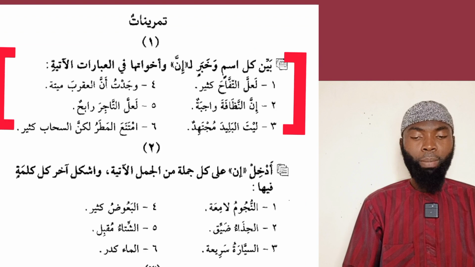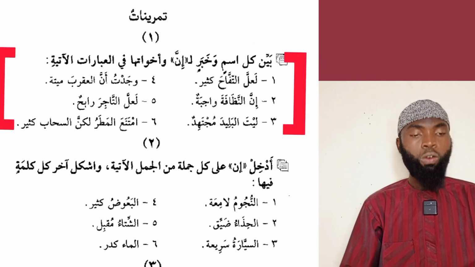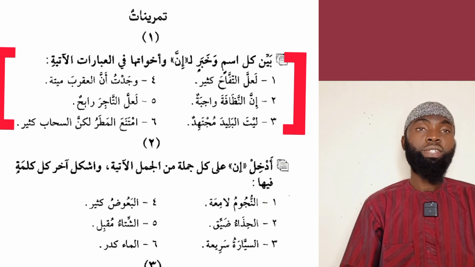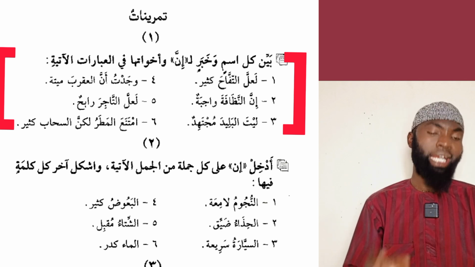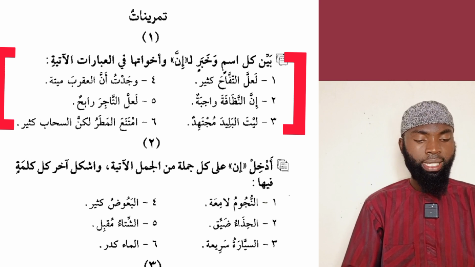Tamrinat, moving on to exercises for better understanding. As we solve together, do make sure you solve it by yourself in order to understand this topic very well. I know you have gained a lot of sentences that you can use for your day in, day out expressions. Tamrin al-awwal, exercise number 1, the instruction says, بَيِّن كُلَّ اسْمٍ وَخَبَرٍ لِإِنَّ وَأَخْوَاتِهَا فِي الْعِبَارَاتِ الْآتِيَةِ.